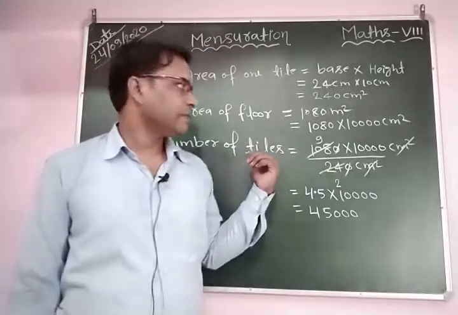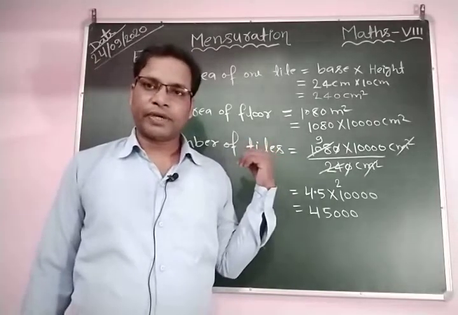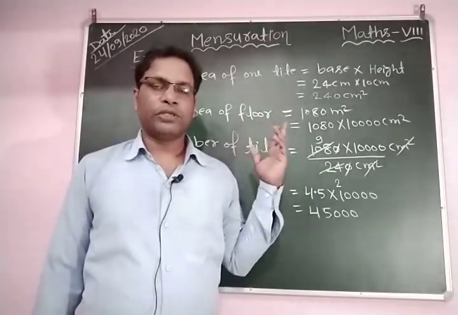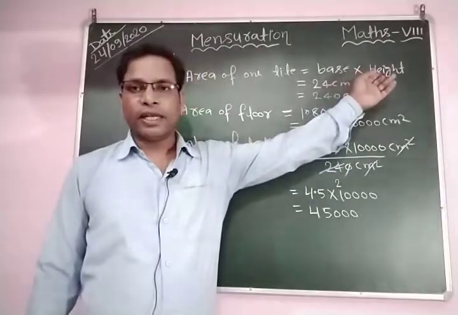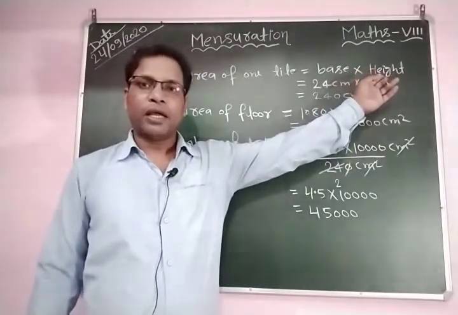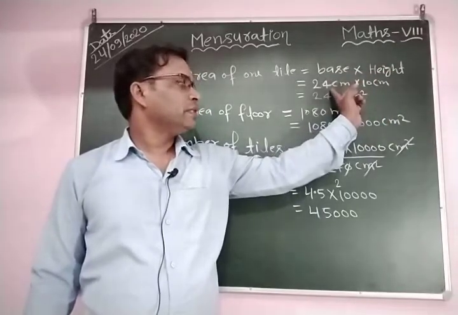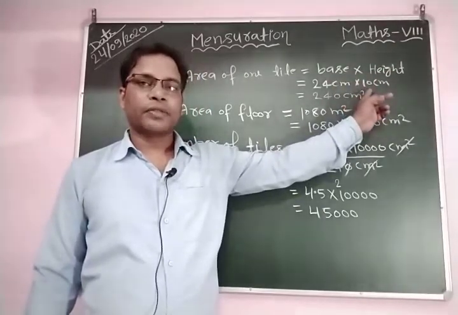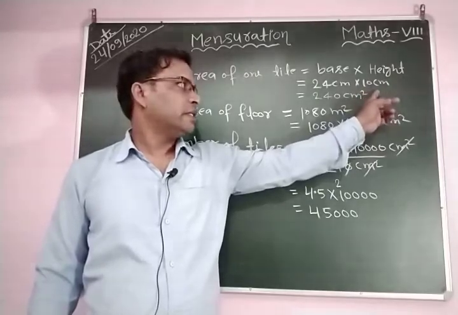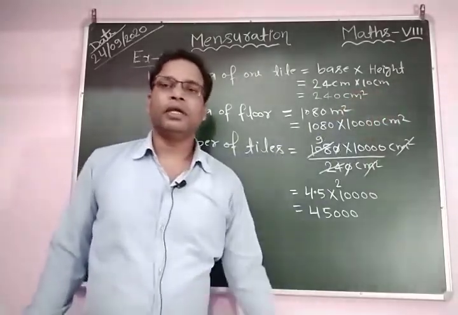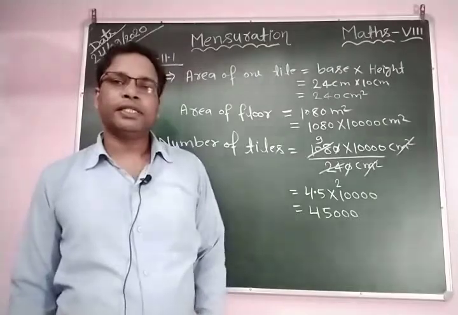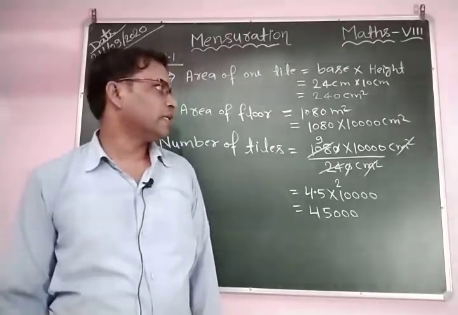Okay, so in this question the base of one tile and the corresponding height are given. So from this we find the area of one tile, base into corresponding height. Here we write only height, it means altitude, also called corresponding height. The base is 24 centimeter and the corresponding height is 10 centimeter. So in this way we obtain 240 centimeter square.